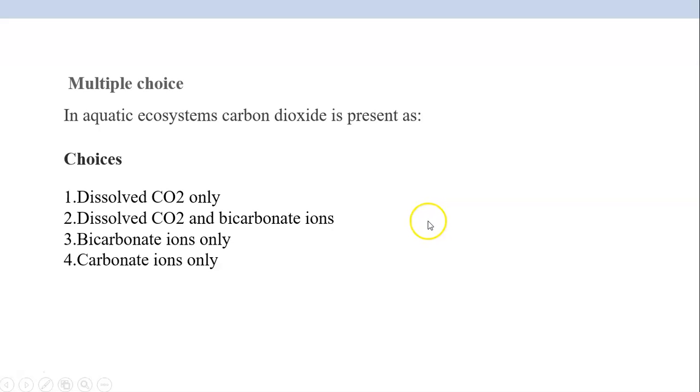Next question. In aquatic ecosystems, carbon dioxide is present as... Pause the video. Alright, dissolved carbon dioxide only, dissolved carbon dioxide and bicarbonate ions, bicarbonate ions only, or carbonate ions. This is the answer: dissolved carbon dioxide and bicarbonate ions.